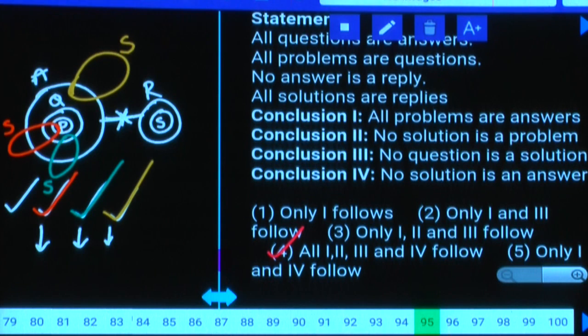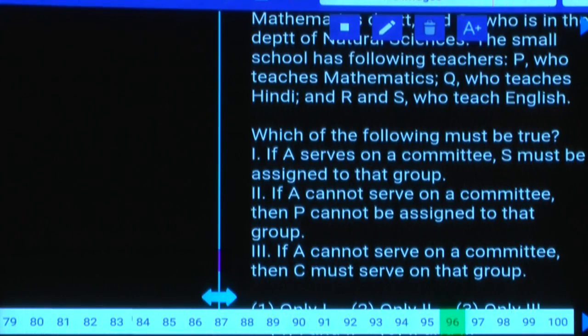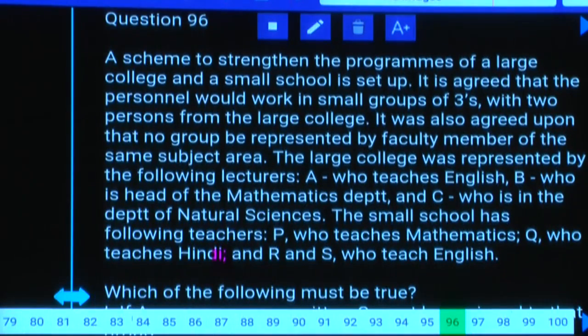4 statements followed by 4 conclusions. Then 96 to 100. Now in this 96 to 100, what is the information given here? A scheme to strengthen the program of a large college and a small school is set up, and it is agreed that the personnel would work in small groups of 3 members. A group should consist of how many members?